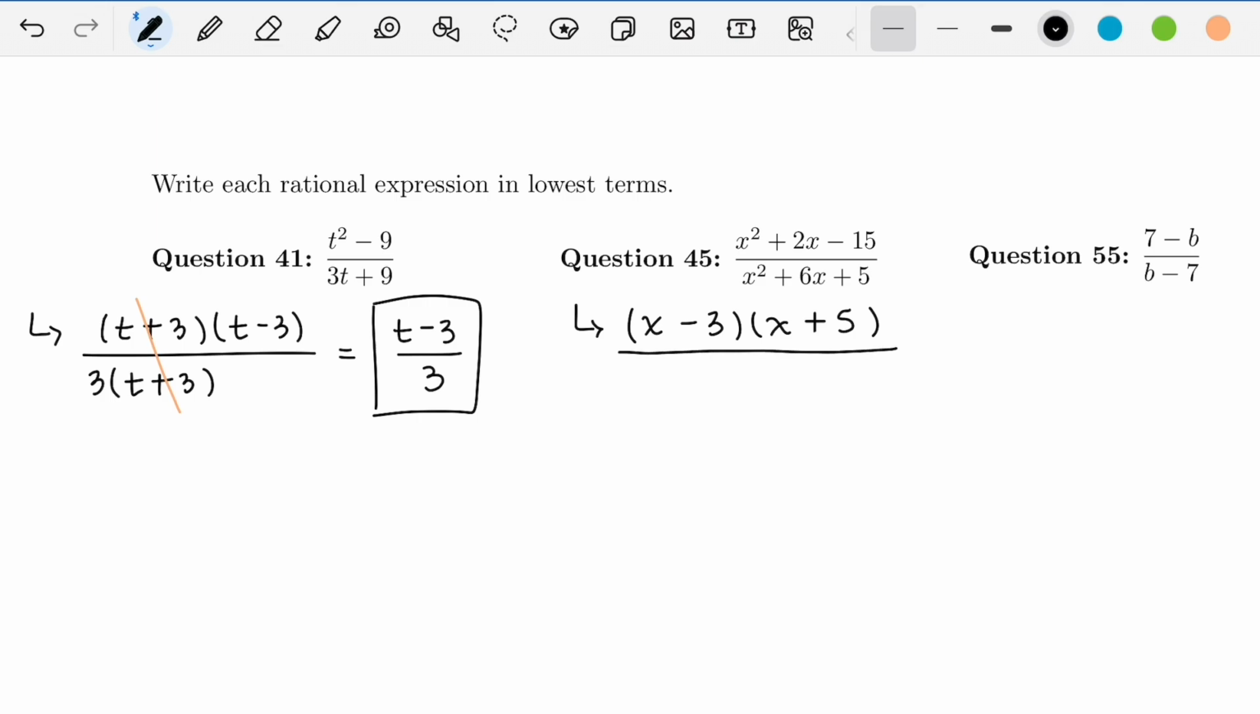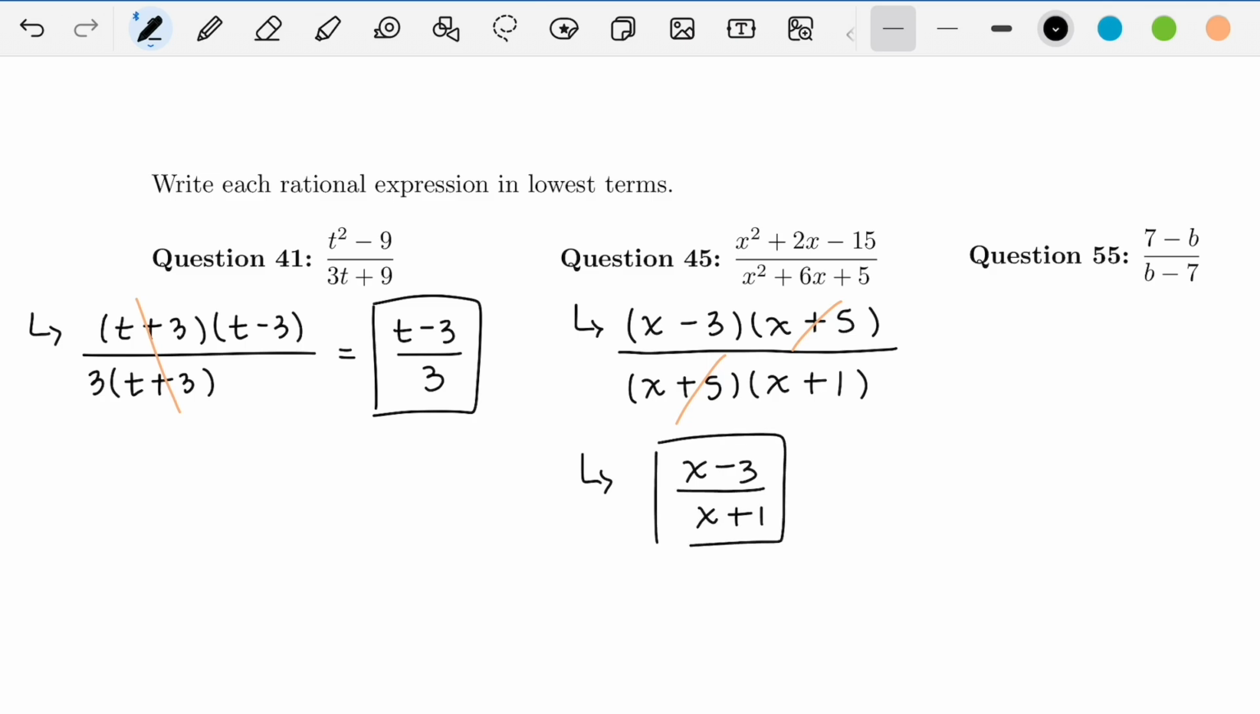Now we have the numerator factored. We want to do the same thing in the denominator. We again know that the factored form is going to look like this here. And our two numbers need to multiply to give us 5 and add to give us 6. So that'll be these numbers here. Now notice we have an x plus 5 in the numerator and the denominator, so those guys will cancel. Then we're left with x minus 3 over x plus 1, and we can't simplify any further, so this would be our rational expression in its lowest terms.